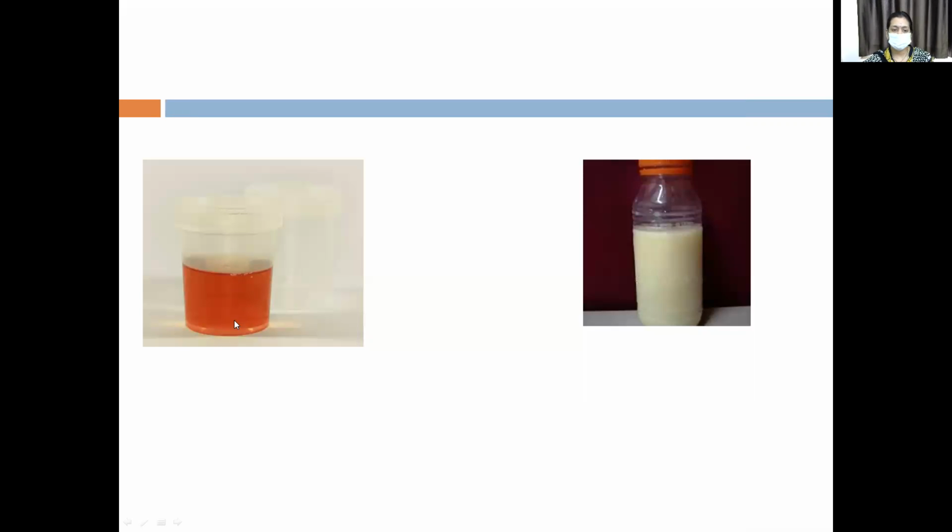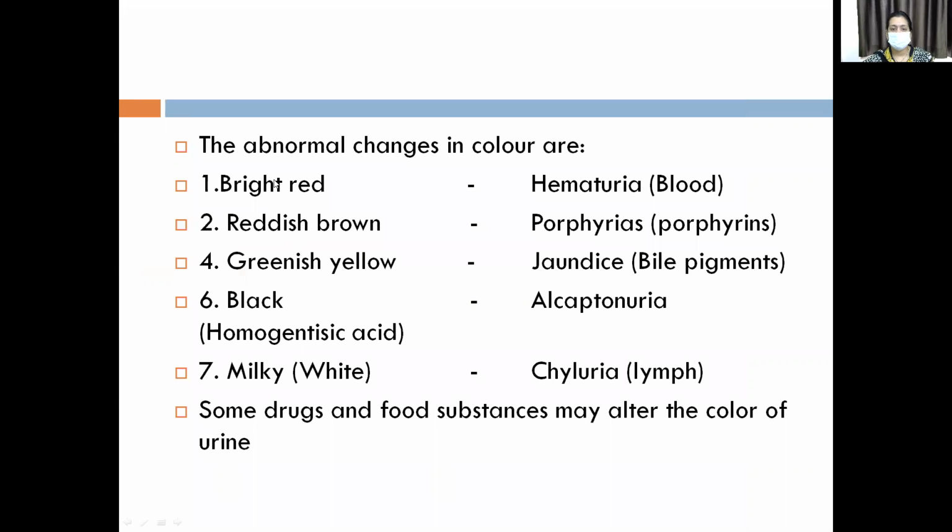Okay, so this is the picture of hematuria here, and this is a picture of chyluria, just to denote. So the abnormal changes: bright red is hematuria, reddish brown. I already told you porphyria is greenish yellow. Bile duct, I told you jaundice. Black is albuminuria, milky white is chyluria, that is lymph. Some drugs and food substances may alter the color of urine. So the first physical characteristic you look for is appearance. The second one is color, right?